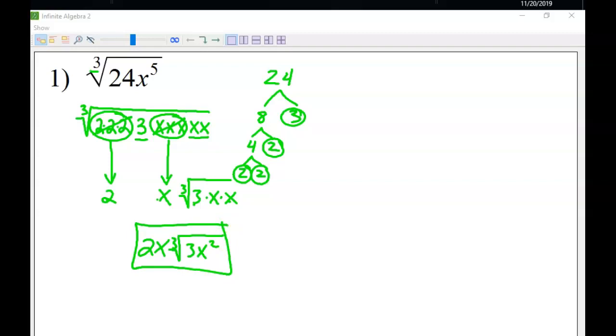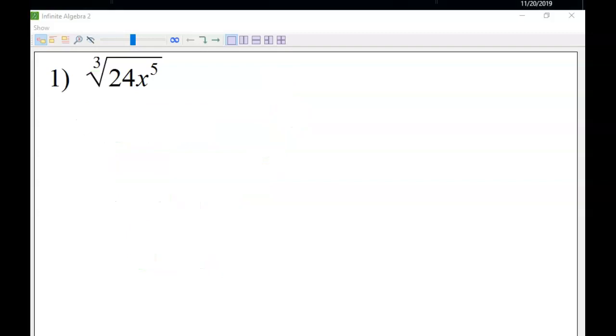So I'm going to be doing the odd problems. You guys can do the even problems if you want to earn a few extra points. Let's see how many different types of problems we've got here.